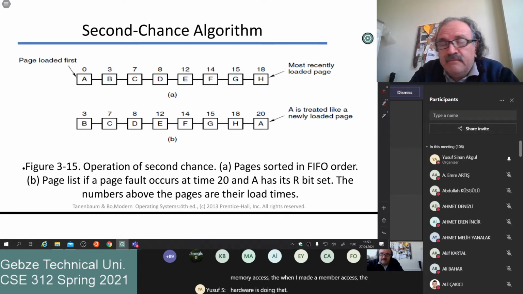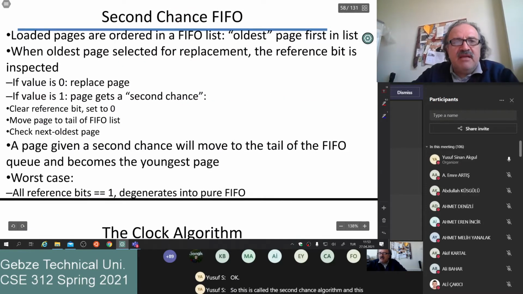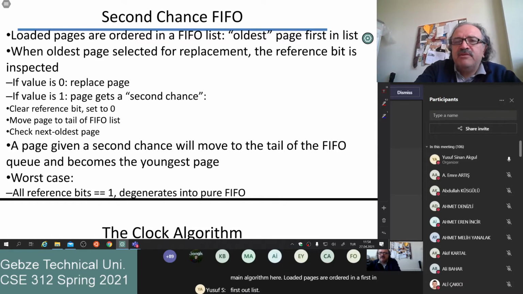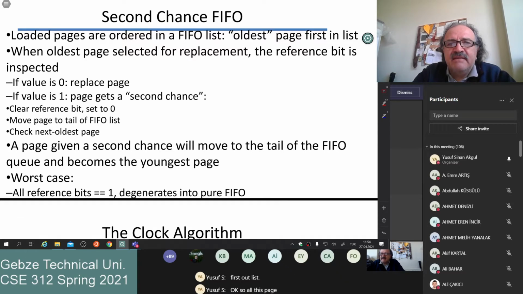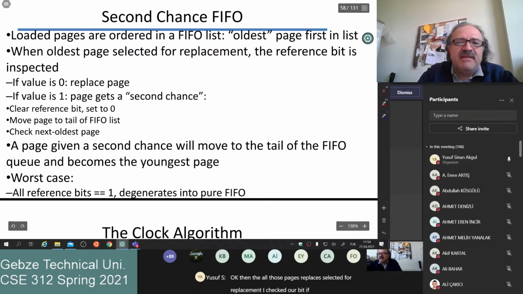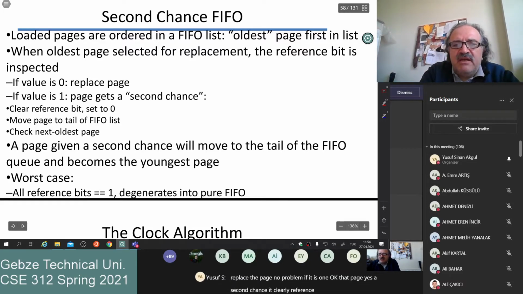So this is called the second chance algorithm, and this is the main algorithm here. Loaded pages are ordered in a first in, first out list, with the oldest page first in this list. When the oldest page is selected for replacement, I check the R bit. If the value is zero, then replace the page, no problem. If it is one, that page gets a second chance. It clears the reference bit to zero, moves the page to the tail of the FIFO list, and checks the next oldest page.